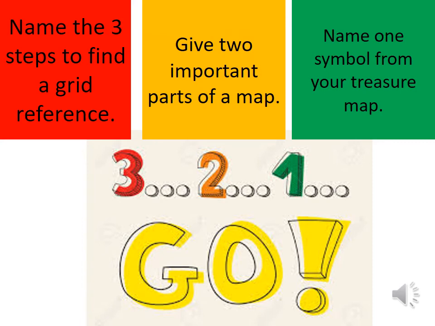We're now going to sum up what we've done in our lesson today. So we're going to do 3, 2, 1. So the first one, name the 3 steps to find a grid reference. Give 2 important parts of a map and name 1 symbol from your treasure map. So 3, 2, 1, go.